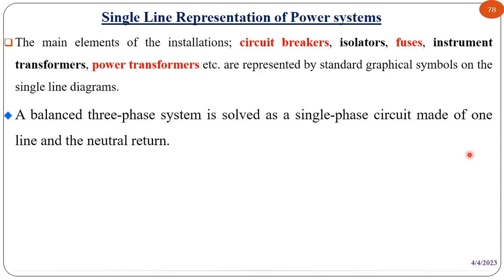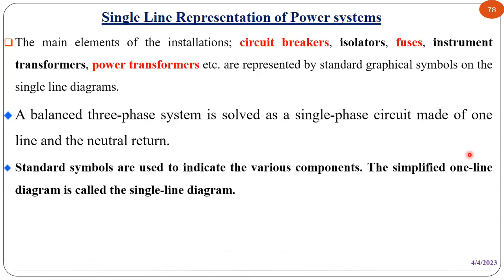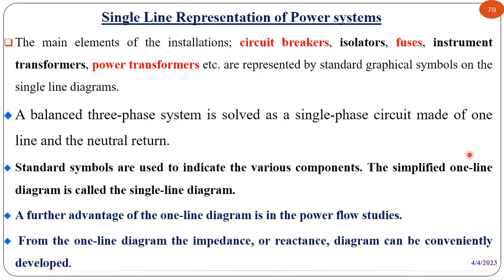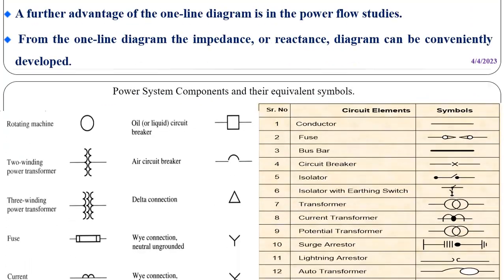So a balanced three phase system is solved as a single phase circuit made of one line and neutral return. Standard symbols are used to indicate the various components. The simplified one line diagram is called single line diagram. The further advantage of the one line diagram is in the power flow studies. From the one line diagram, the impedance or reactance diagram can be conveniently developed.